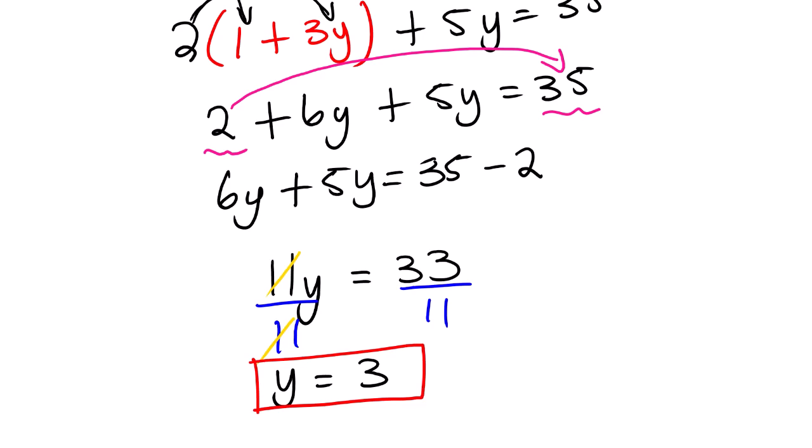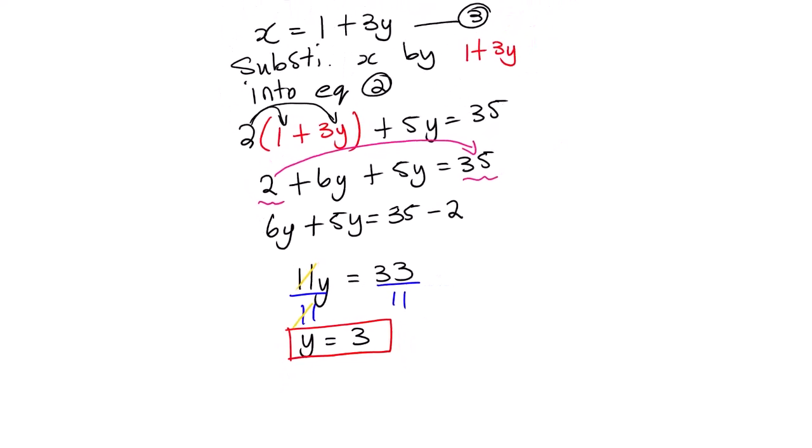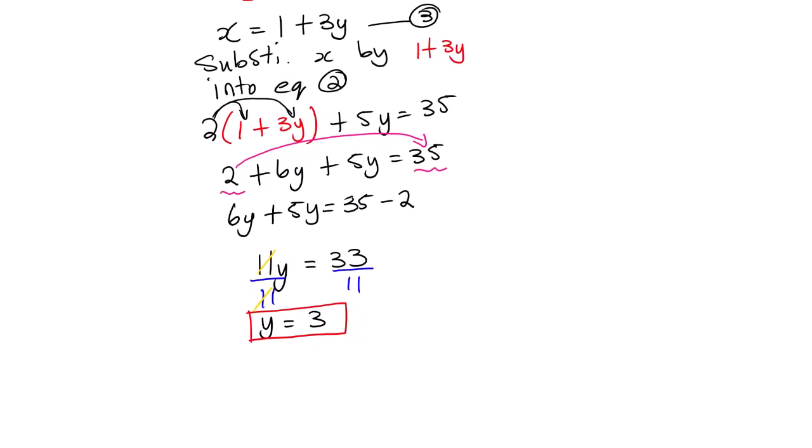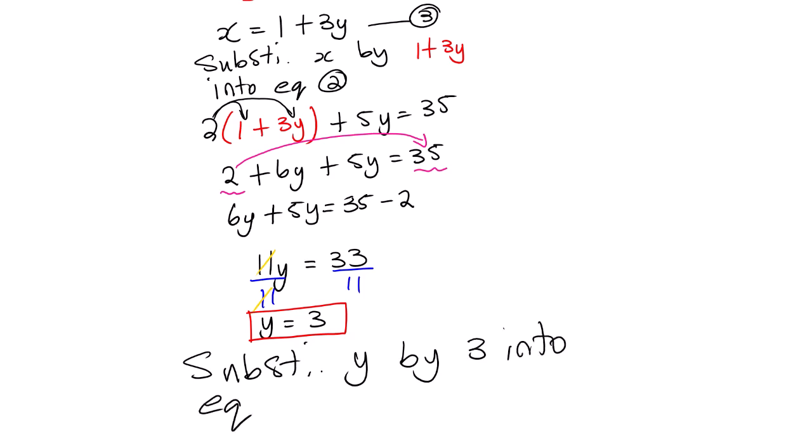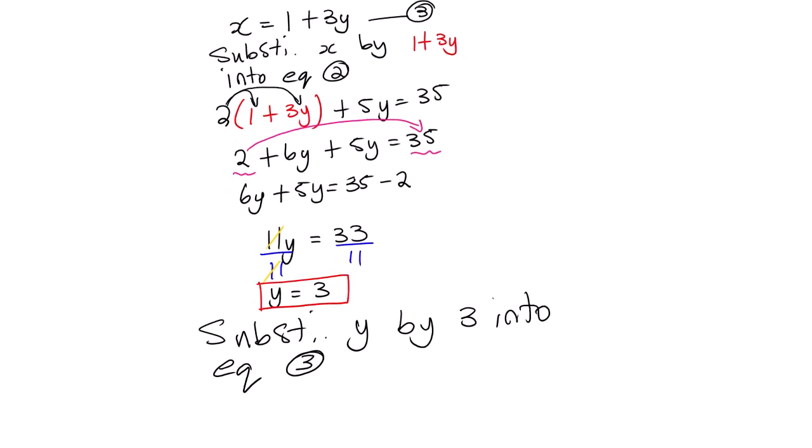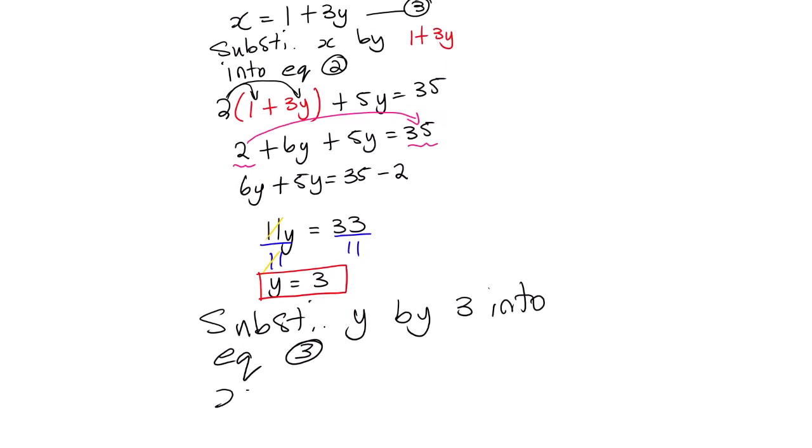Now we need to solve for x. We can use equation 3. So we are going to substitute y by 3 into equation 3. So where we see y, we are going to substitute 3. So the equation is x is equals to 1 plus 3y.